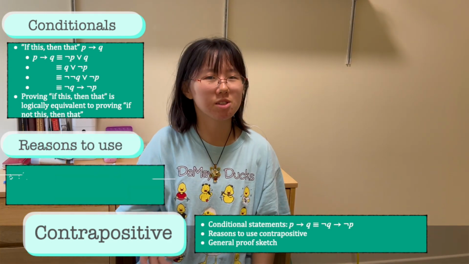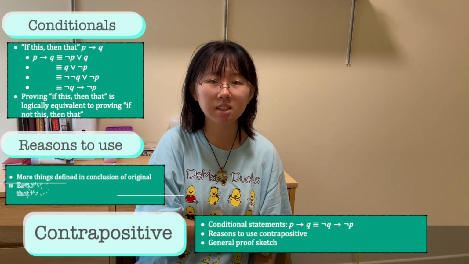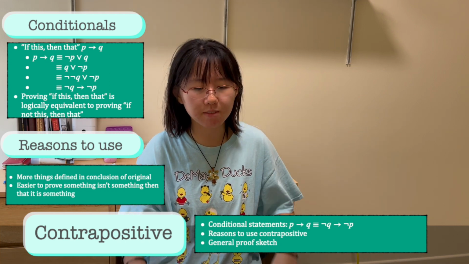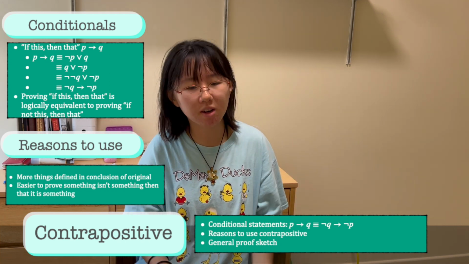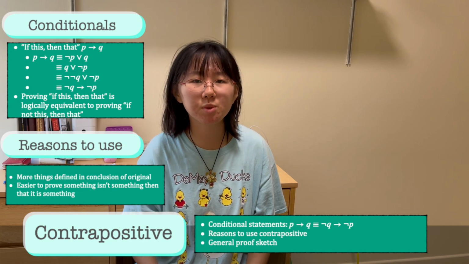So why would we want to do that? Sometimes it's hard to show if this, then that, and it's easier to show the reverse. And sometimes the conclusion will have more easy moving parts in it than the hypothesis, and we'll look at some examples where that's really the case.